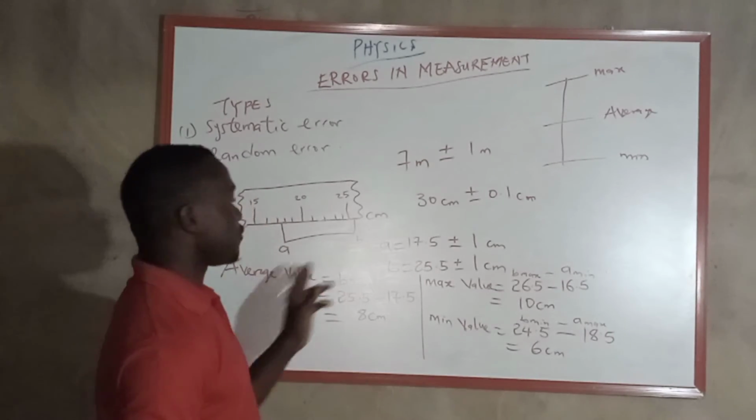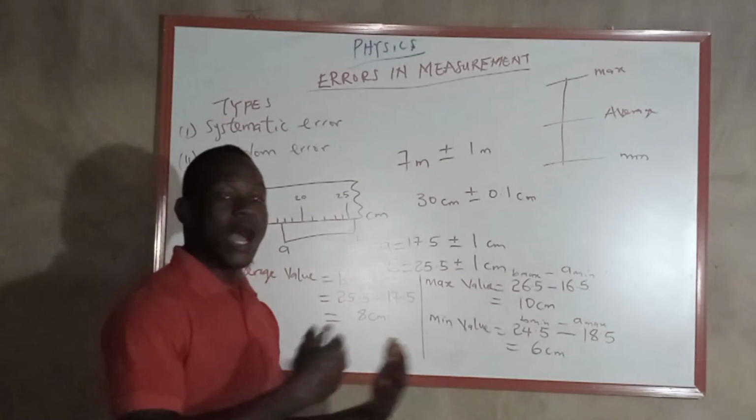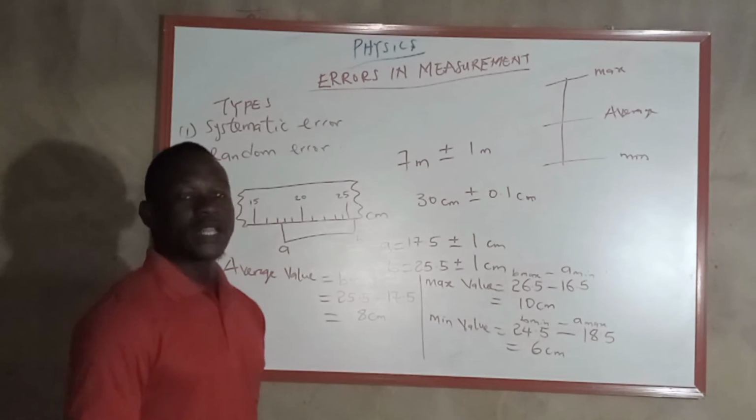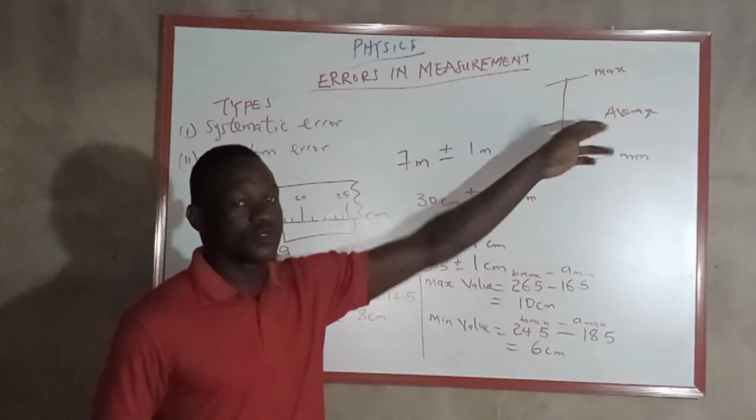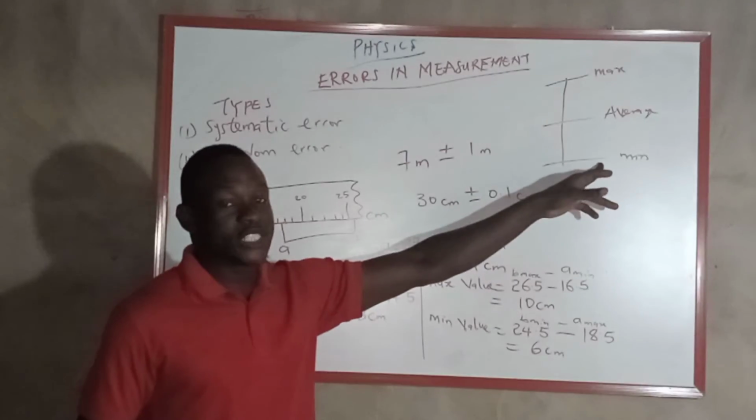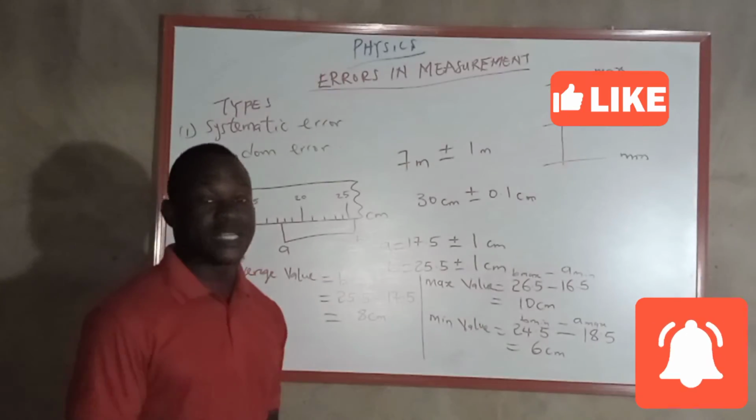So now we've gotten the average value, the minimum value, as well as the maximum value. So how do we calculate our error? Now the error is going to be the maximum value minus the average value. Or if you want to use the minimum value, it becomes the average value minus the minimum value. They will give you the same answer.